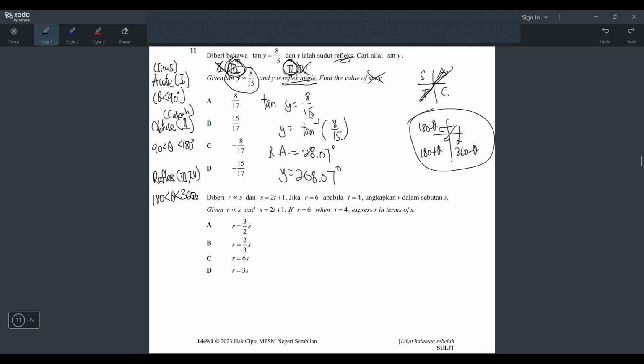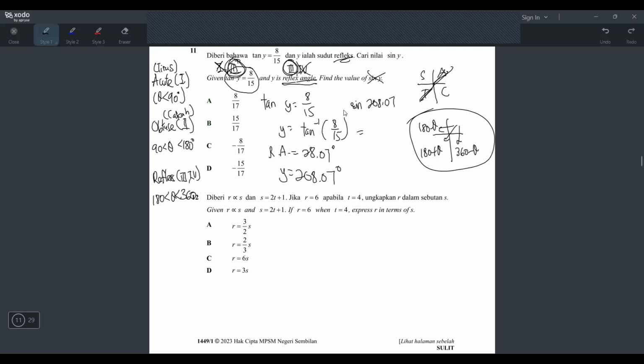It means when you press calculator, the calculator will only give you the quadrant 1 answer. Okay, the calculator answer is quadrant 1. You have to convert yourself to the quadrant you want, right? So now you can find your sine y. How to find sine y? You just press sine 208.07 and then it will straight away give you the answer.